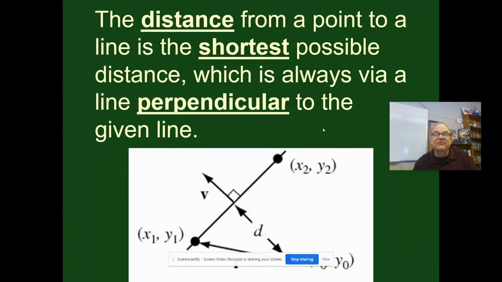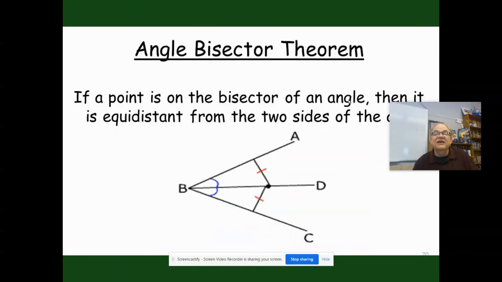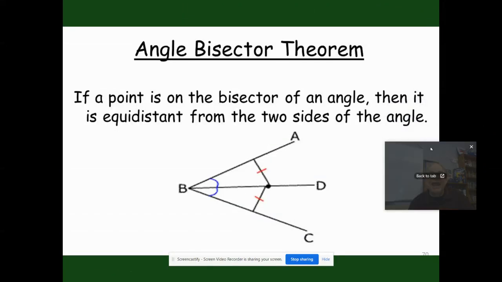Distance always means how far it is perpendicularly. And it does turn out that if you have an angle bisector, an angle that's divided in half, then any point that's on it is going to be the same distance from one side of the angle as it is to the other side of the angle.